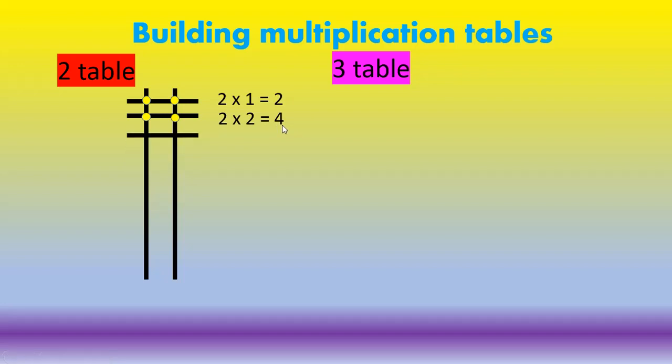Next, 3 horizontal lines, vertical lines are the same, 2. So you have to mark the midpoints. Now totally there are 6. So how to write the multiplication table? 2 3s are 6. 2 vertical lines, 3 horizontal lines. So 2 3s are total midpoints 6. 2 3s are 6. Fourth one, again midpoints. So the multiplication term, 2 4s are 8.